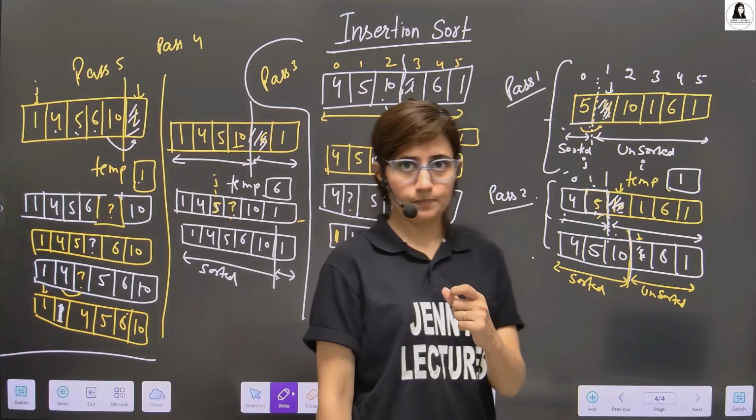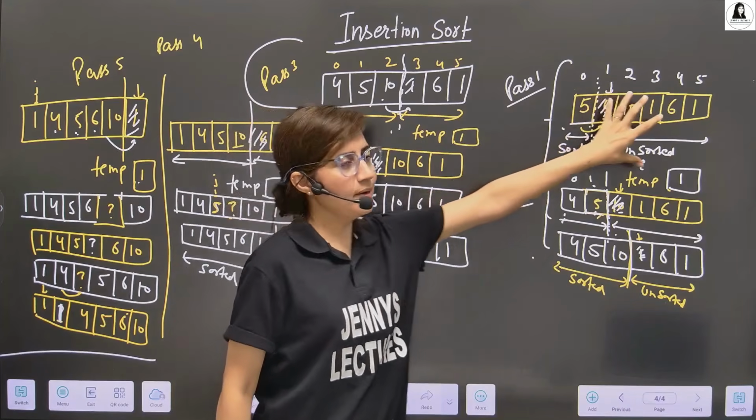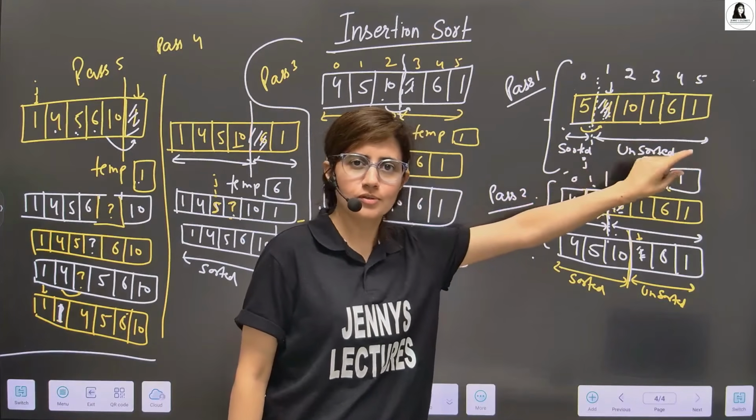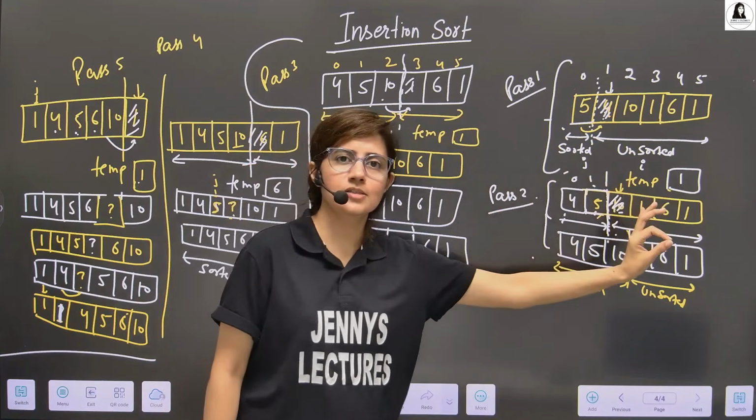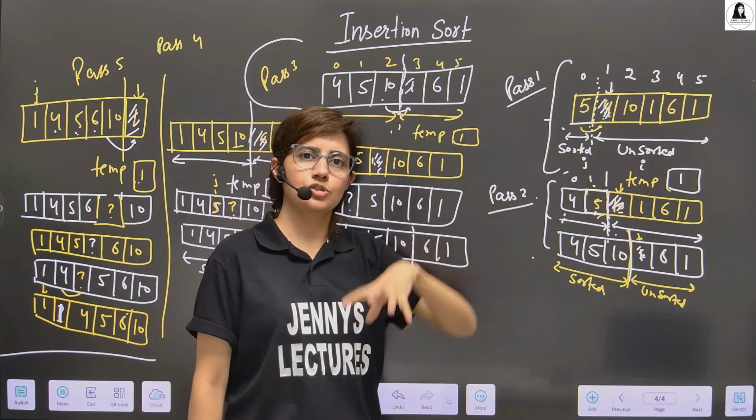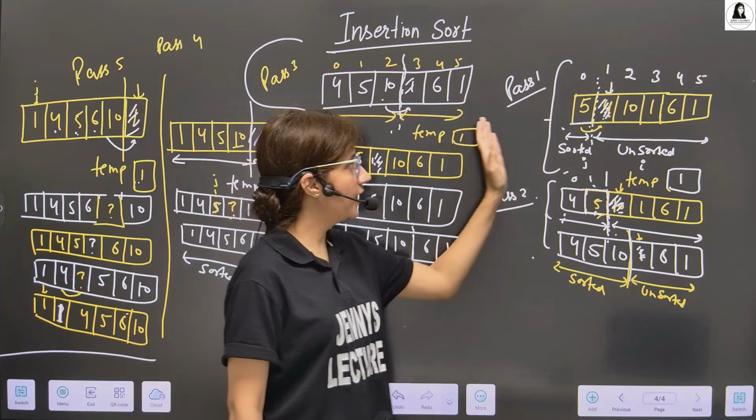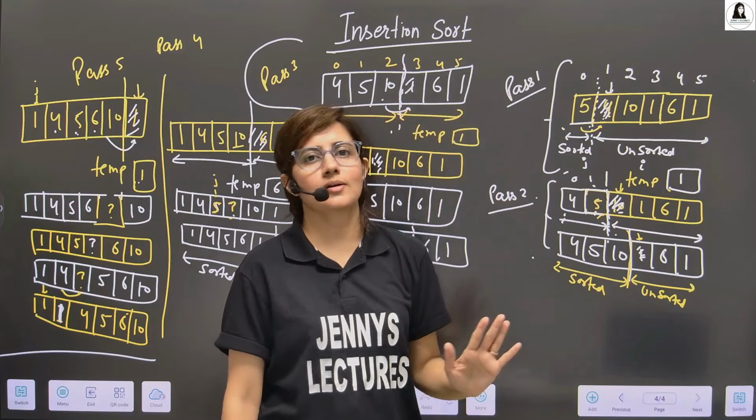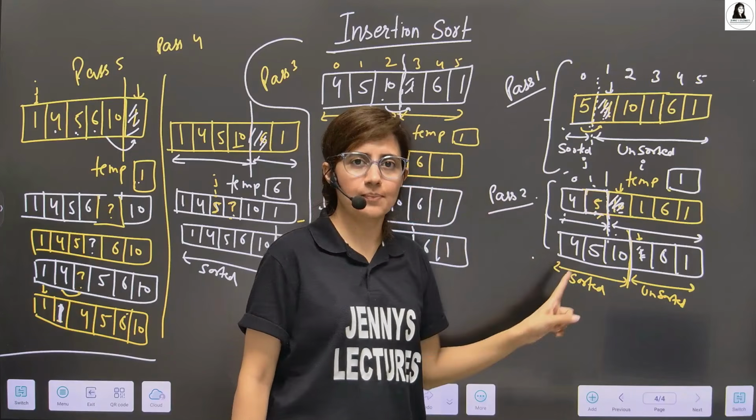That's how we insert. Basically, we take one element at a time from the unsorted portion. We find out the correct position in the sorted portion by shifting elements. Then we insert at the correct position in the sorted array. And we repeat the process till we get the entire list sorted. That is insertion sort.